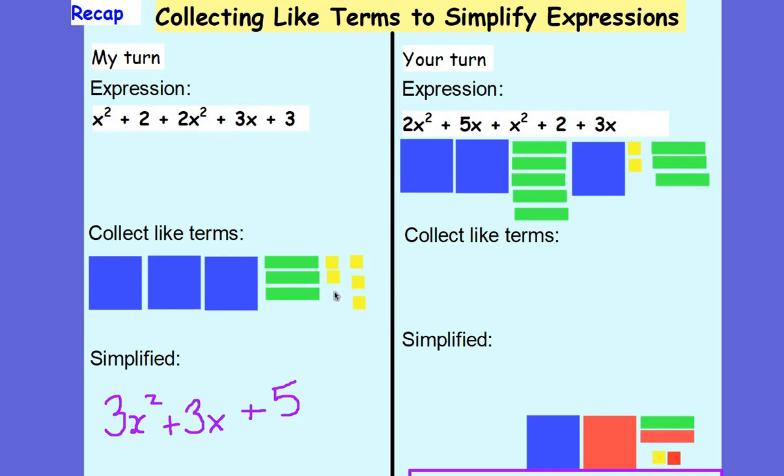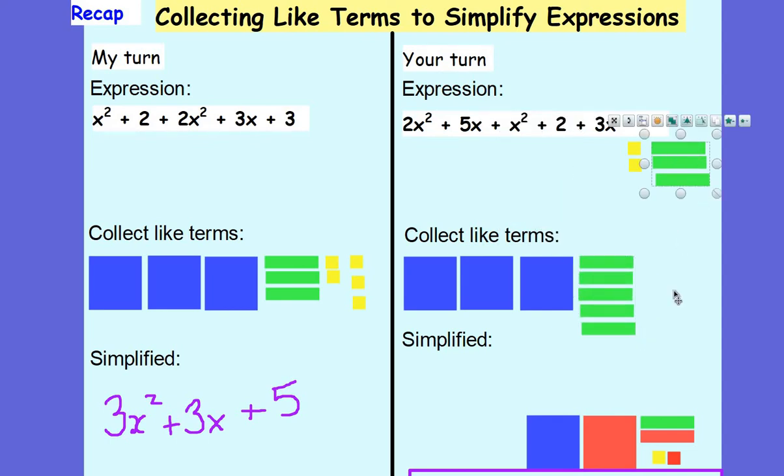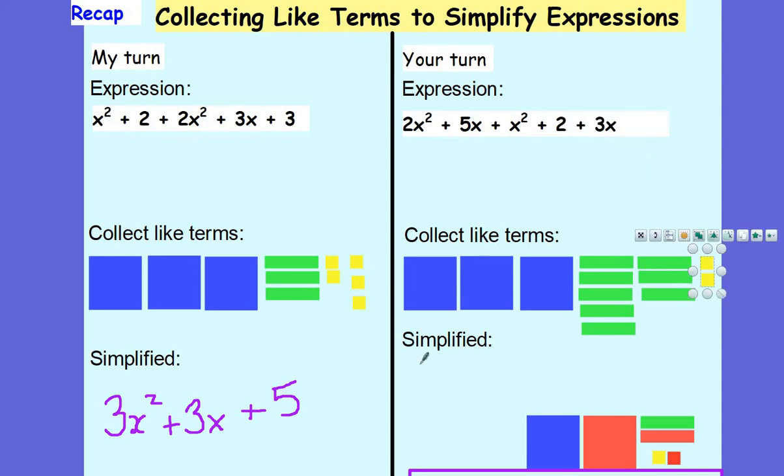Collect like terms again just means bringing together any tiles that look the same. So my blue squares come together. My green rectangles come together. There they are. And I've got 2 yellow squares. So altogether I've got 3 lots of x squared. I've got 8x, 8 green rectangles, and I've got 2 yellow squares, so positive 2.